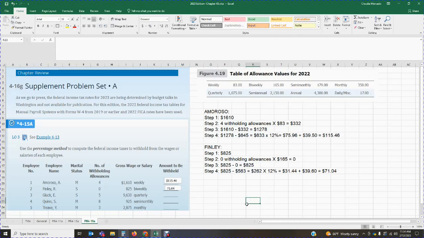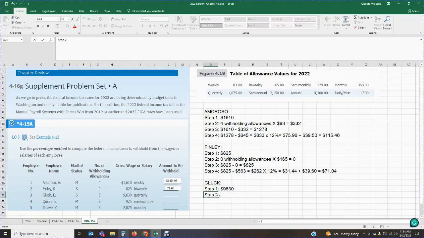Okay, so let's do Gluck. So step number 1, what are we going to do? We're going to figure out how much Gluck makes. Gluck makes $96.30. Step number 2, we're going to deduct any amount based on the number of withholdings claimed.